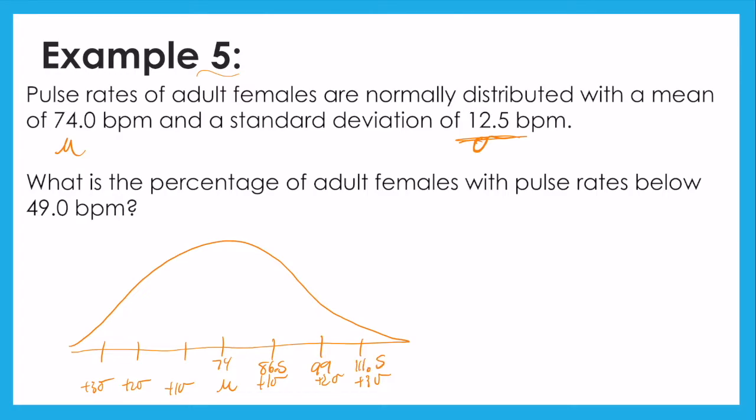I also need to go 3 standard deviations below the mean. So I'm going to go ahead and subtract 12.5 from 74. That gives me 61.5. Again, I subtract 12.5. That puts me at 49. And I subtract a third 12.5 because I want to be 3 standard deviations below the mean.